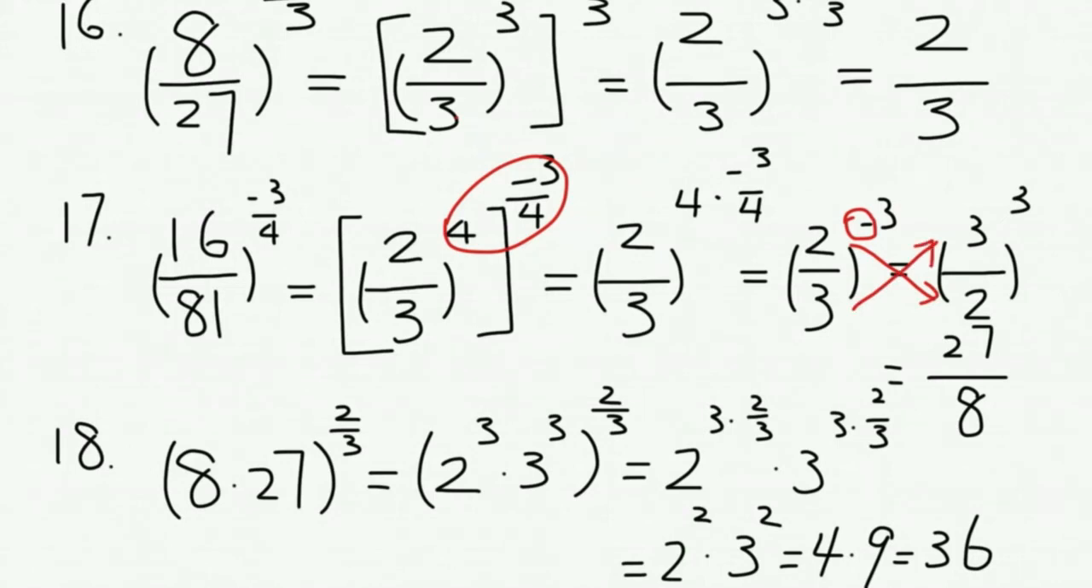Then raised to the third power gives me the final answer for number 17 as 27 over 8. 3 raised to the third power is 27. 2 raised to the third power is 8.